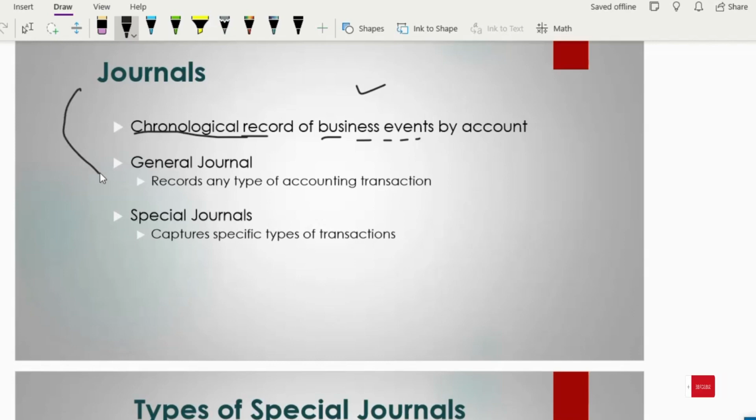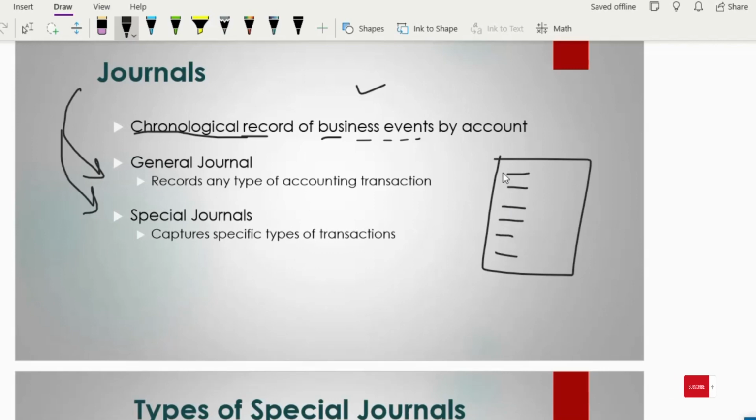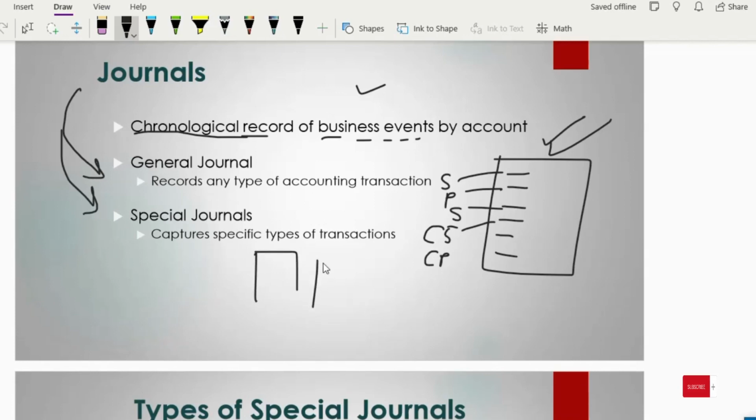Journals are of two categories: the general journal, and the other one known as the special journal. The general journal is one journal which records each and every type of business event. It could be relevant to sales, purchases, share issuance, credit sales or credit purchases. Each and everything is recorded in one book, the general journal. But when we have particular journals which cover special types of transactions, we call them special journals.